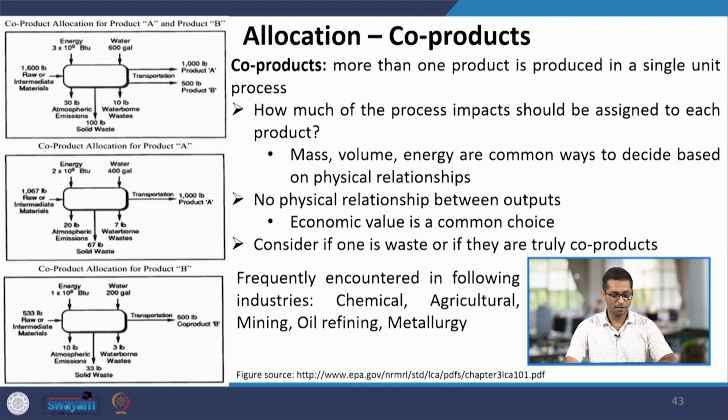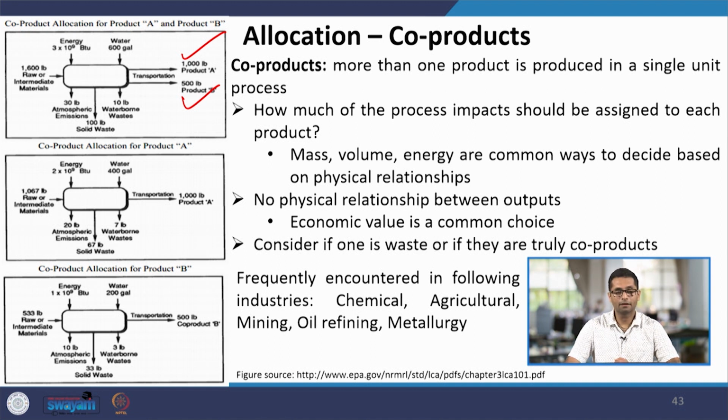So suppose I have a system similar to what I have shown in the figure on the top left hand side. There is a process which takes in 1600 pounds of a raw material, a certain amount of energy and water, and what it eventually produces is 1000 pounds of product A and 500 pounds of product B. And if I have to divide the emissions between the two products, the first way could be to divide on the basis of mass.